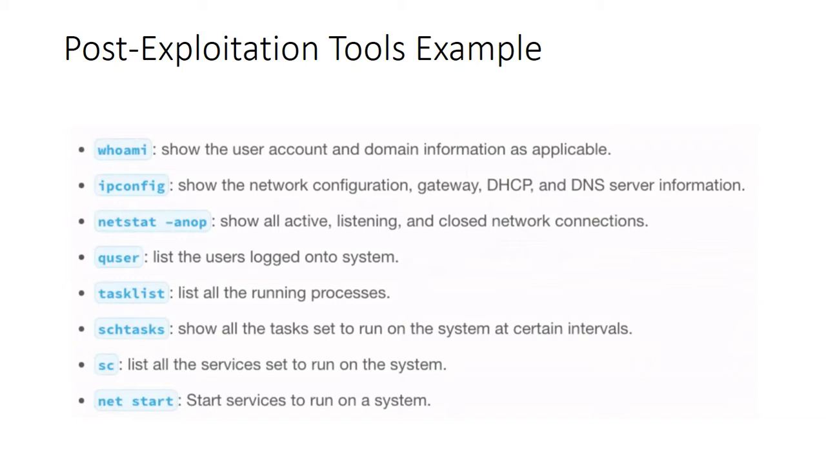First on the list is whoami, which shows user account and domain information. ipconfig shows network configuration information, and it has many other options. If you use help, you can find other options, such as in ipconfig you can get the IP address, subnet mask, default gateway, DNS server IP addresses, and much more valuable information using other options.